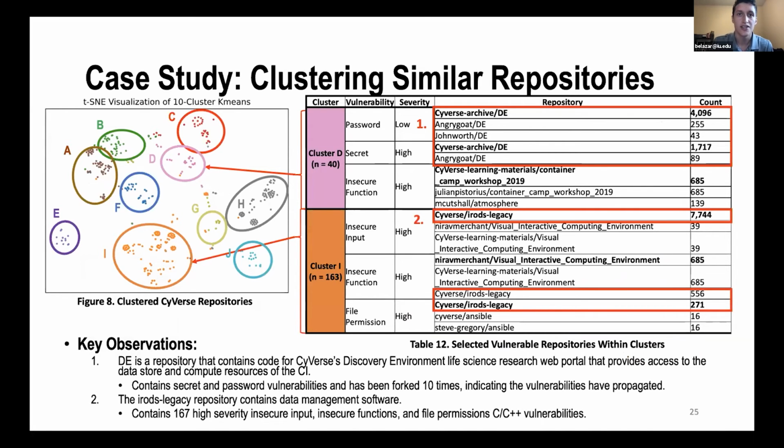As you can see, cluster D contains repositories that have both secret vulnerabilities and insecure functions. These vulnerabilities have security implications for this cyberinfrastructure's web portal that provides access to both their data store and their compute resources. Second, cluster I contains repositories that process user input insecurely, have insecure functions, and have file permission vulnerabilities. These vulnerabilities have security implications for this CI's data management software.